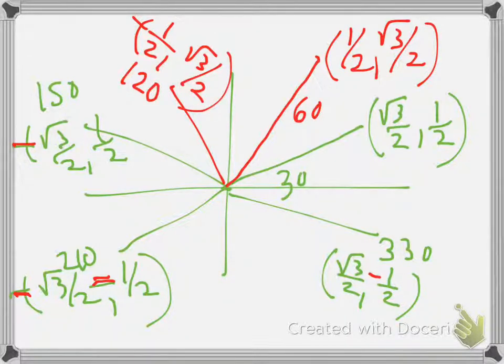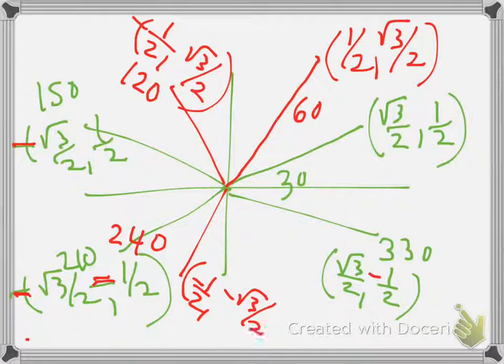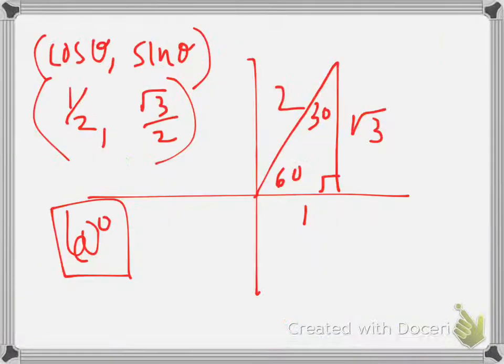Then the next one, 180, right? And then 240. Look down here. Both of them are negative, right? Negative 1/2, negative root 3 over 2, and then 300, right? I'm not going to do that one because I'm running out of space, but this shows the 60-degree angle and how you get the ordered pair.